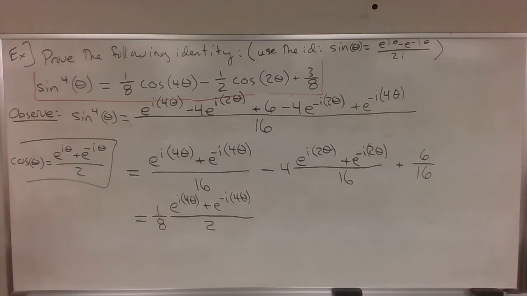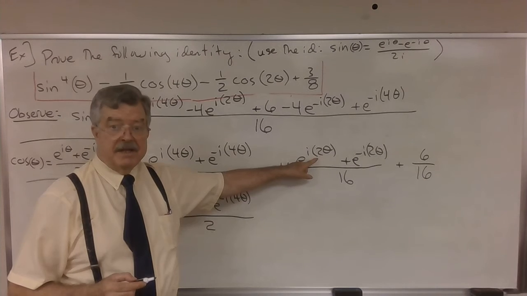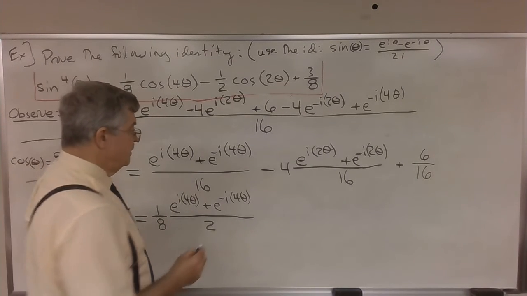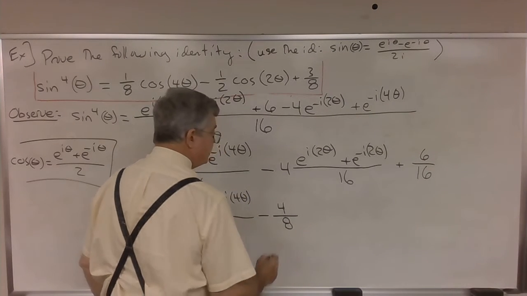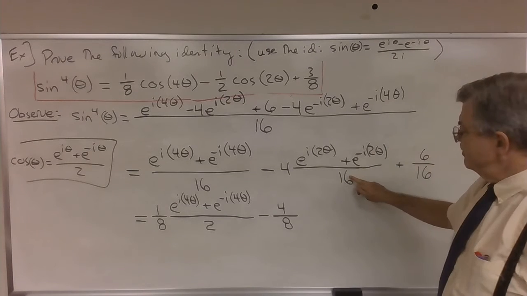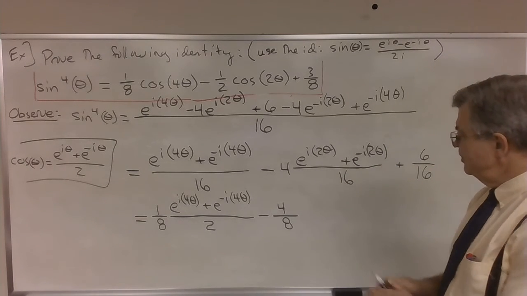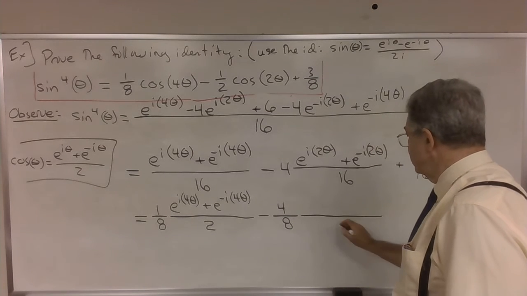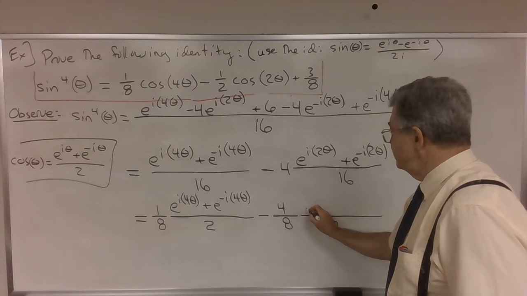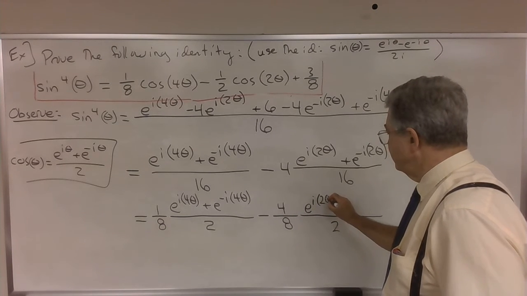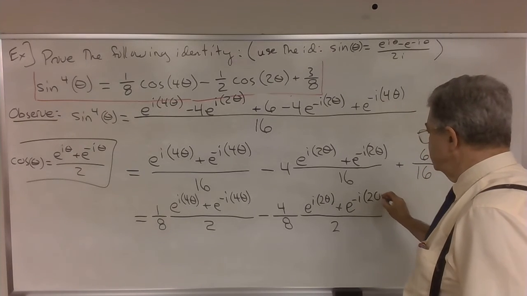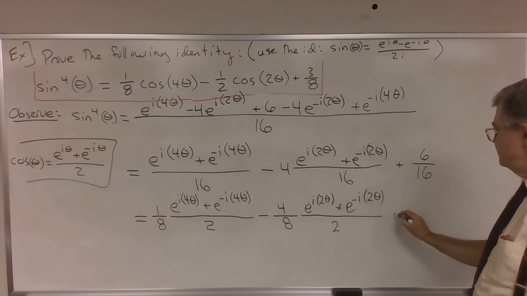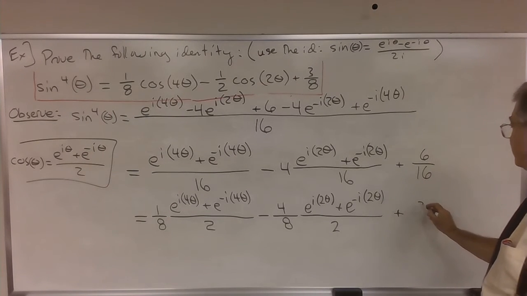And you know what? I see the same thing happening here. So I'll take negative 4. I'll take an 8 away from this 16 and that leaves me with a 2 in the denominator: e to the i 2 theta plus e to the negative i 2 theta. Oh, this is going to be good. Plus 3/8.